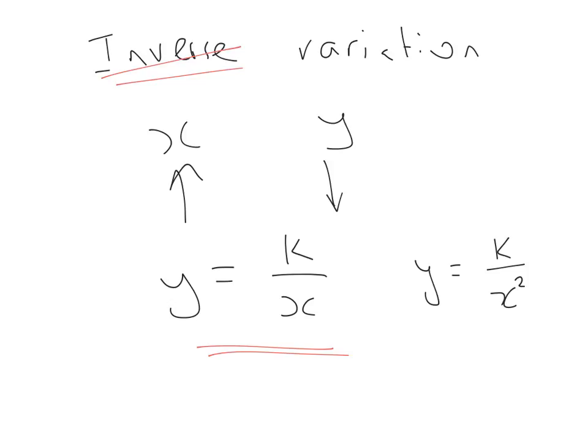If we look at an example, let's say the cost C to hire a reception centre is inversely proportional to the number of people attending. It's got that word inversely, so it means it's k over. Is it always k over? It's always k over with the inverse. Then it says if there were 50 people, the cost is $36.